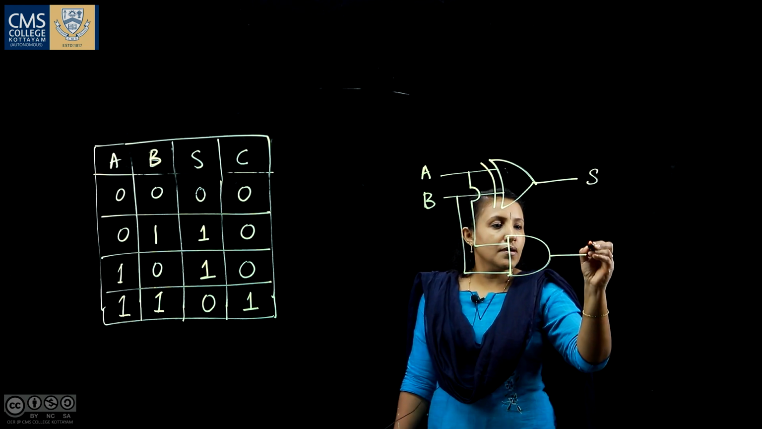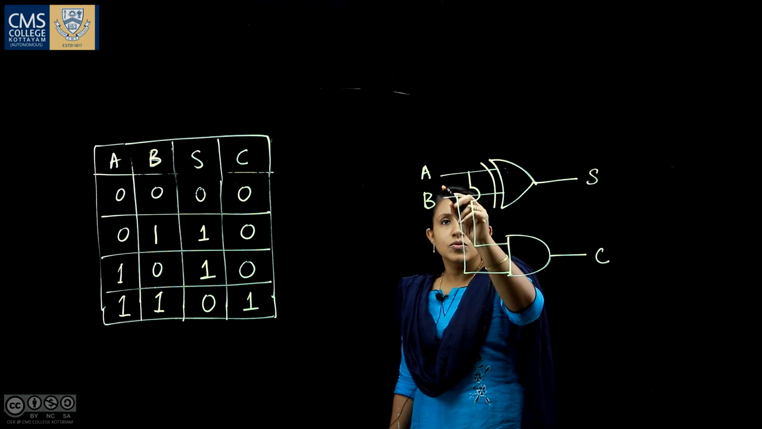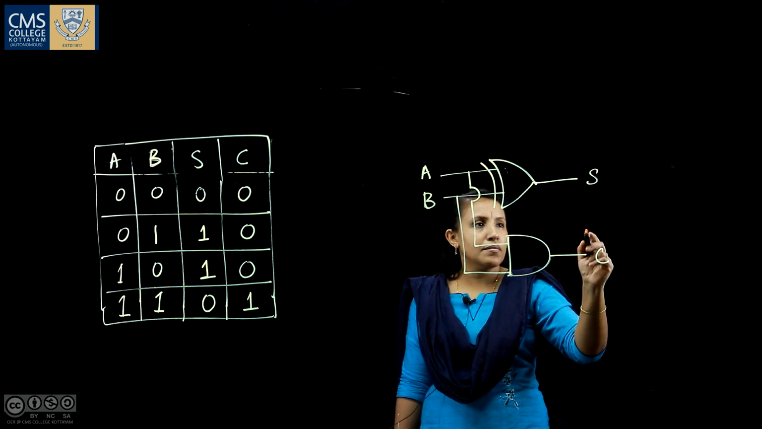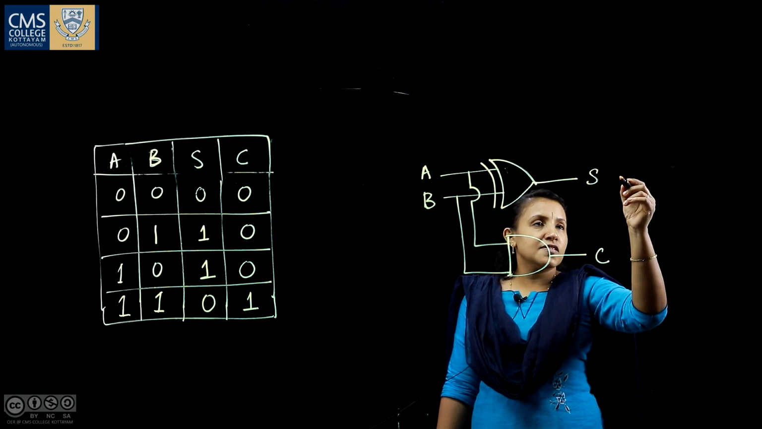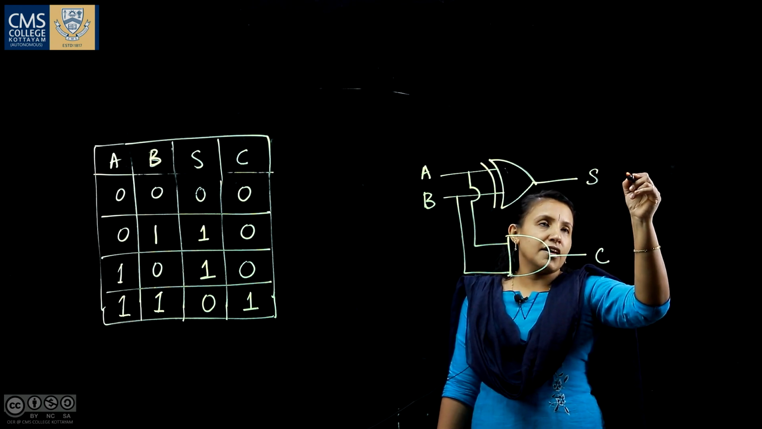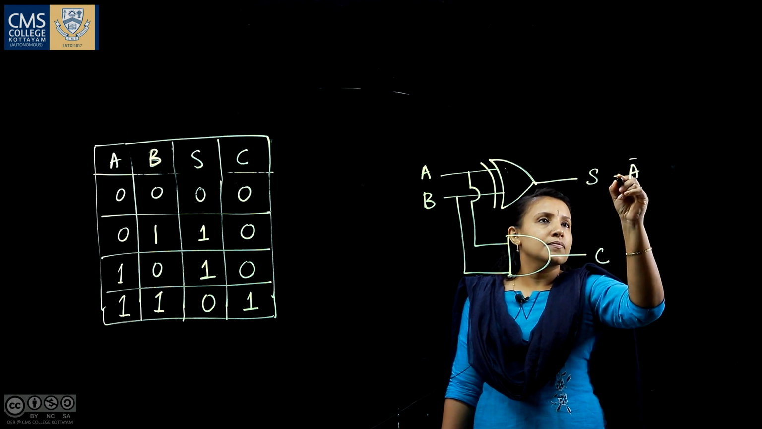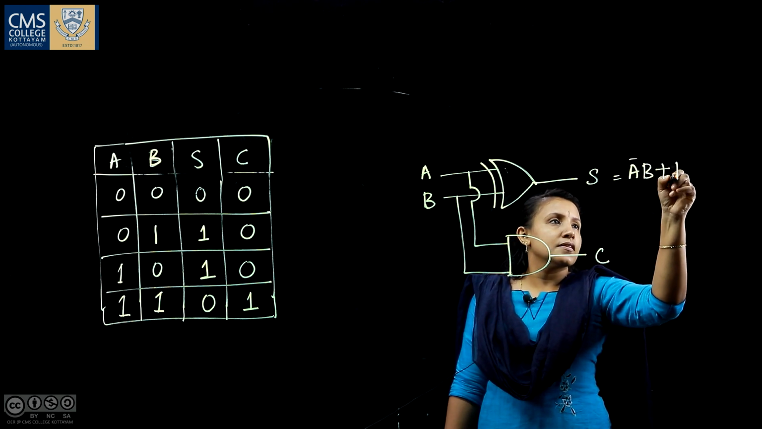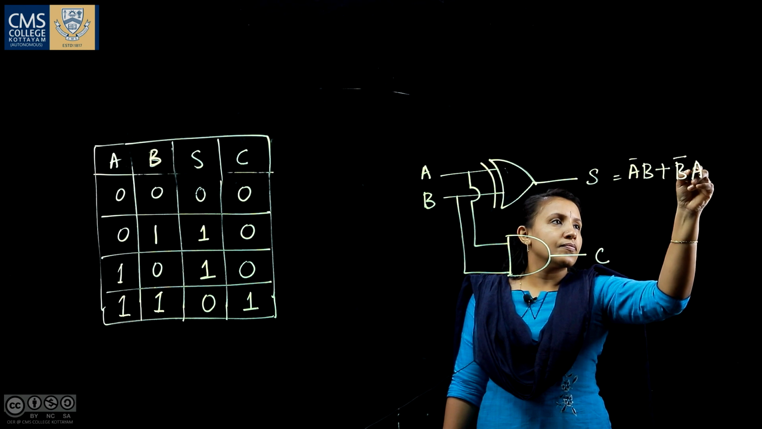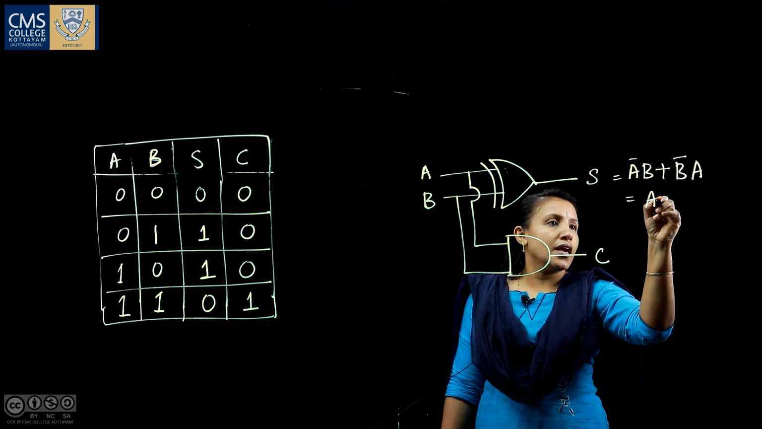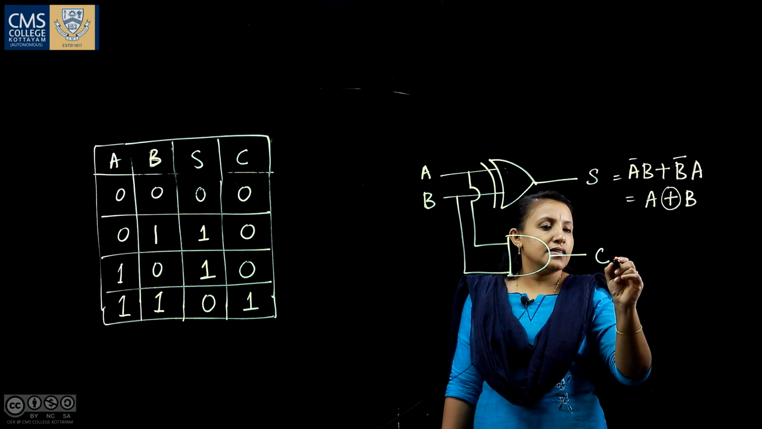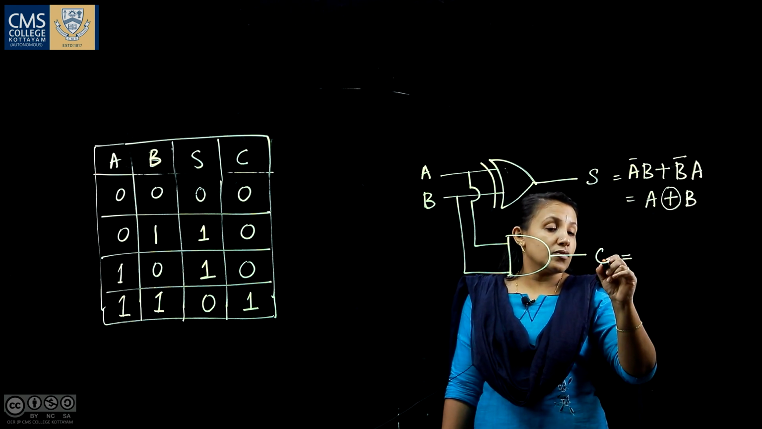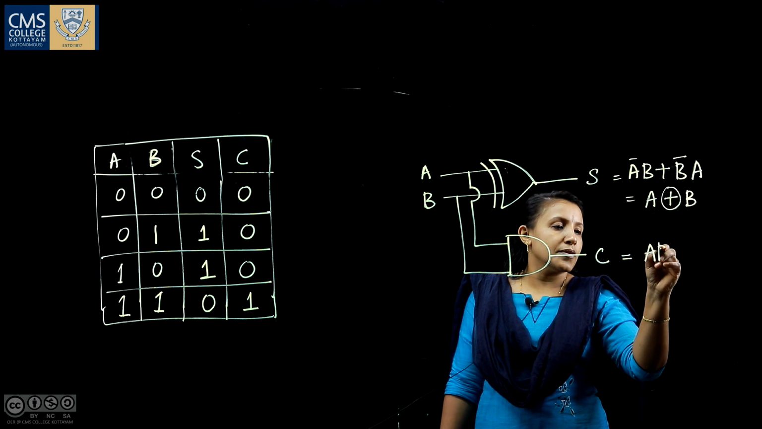So, this is the sum and this is the carry. You give two inputs and you get the sum and the carry. The sum can be expressed using two Boolean equations. It can be expressed as A bar B plus B bar A, which is equal to A XOR B, and the carry is equal to AB.